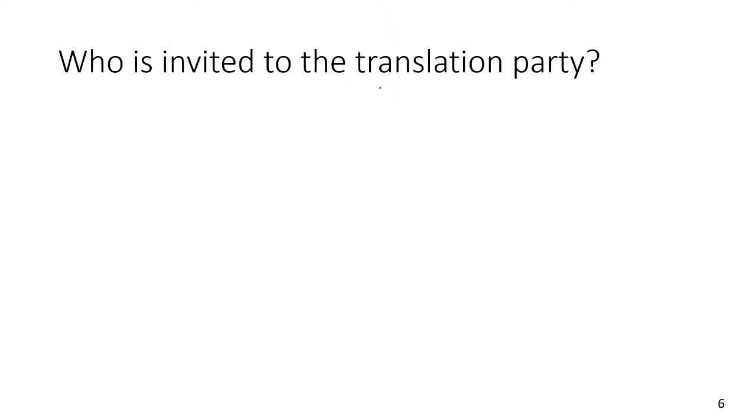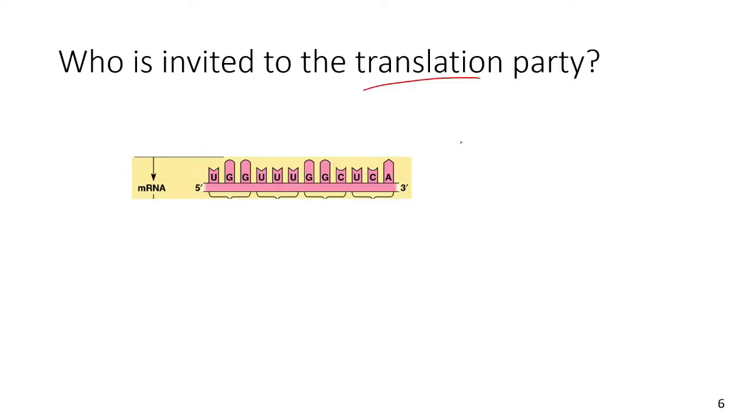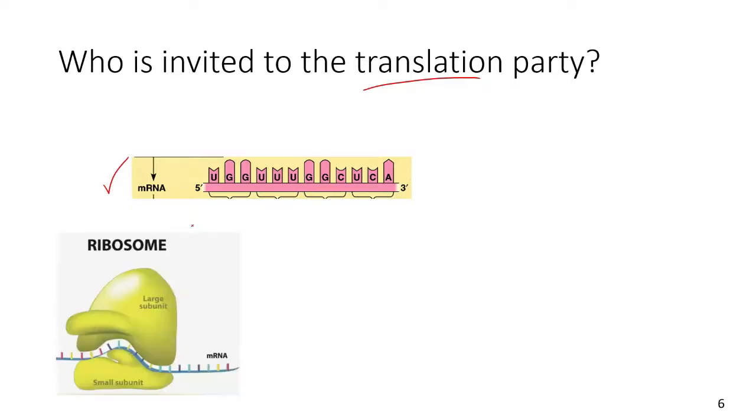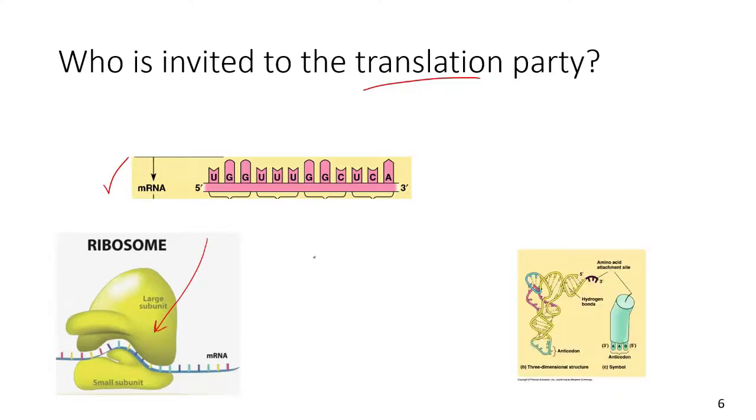In the process of translation, who's going to be there? I said it's complex, so we have messenger RNA. Remember, that was the result of transcription before this. That then goes into a ribosome, and is joined there by transfer RNA, or tRNA.